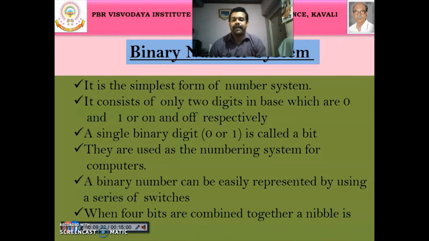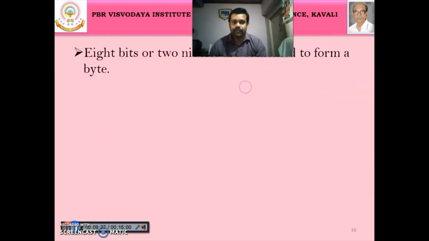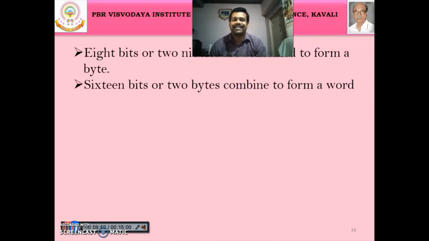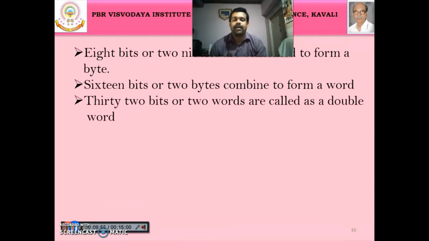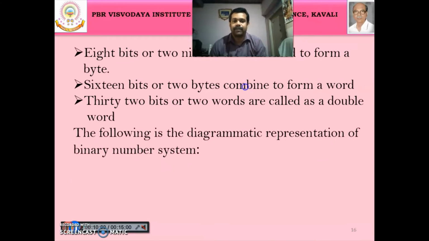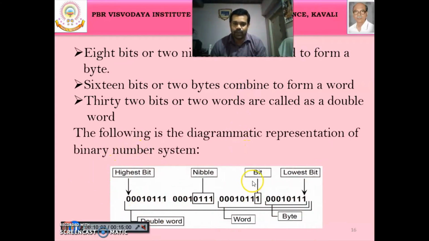When 4 bits are combined together, a nibble is formed. 8 bits or 2 nibbles are combined to form a byte. So when you have 8 bits, it is called a byte. When you have 16 bits or 2 bytes, it is called a word. When you have 32 bits, it is called a double word. This diagram clearly shows what is a bit, what is a nibble, what is a word, and what is a double word.